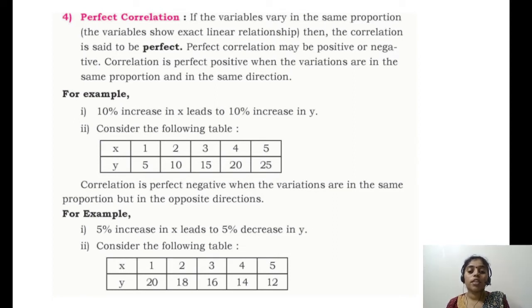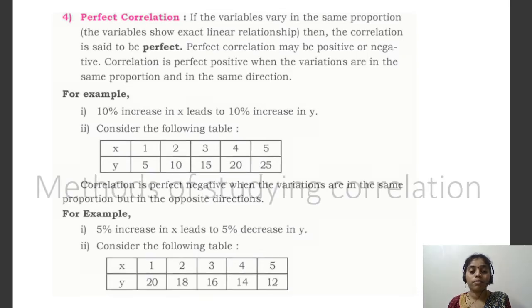Next we are considering one more table, that is x and y. Considering a table which consists of x and y, x varies from 1 to 5 but y is decreasing from 20 to 12. That means when x is 1, y is 20. When x is 2, y is 18. When x is 3, y is 16. When x is 4, y is 14. When x is 5, y is 12.